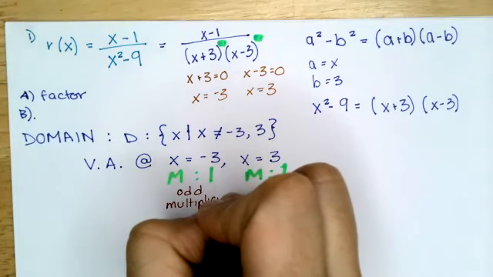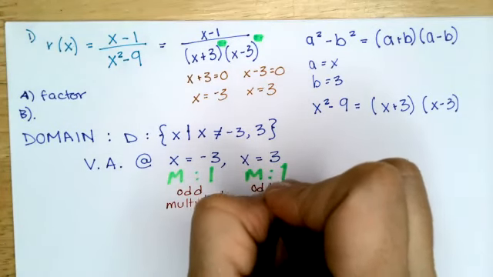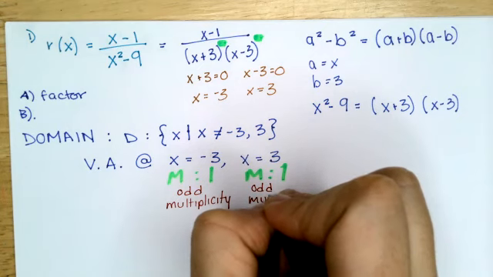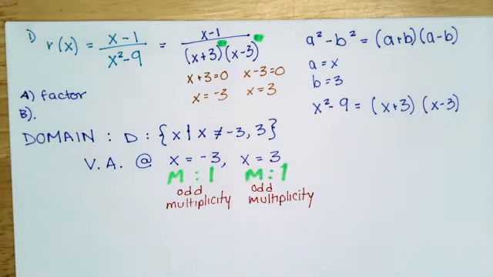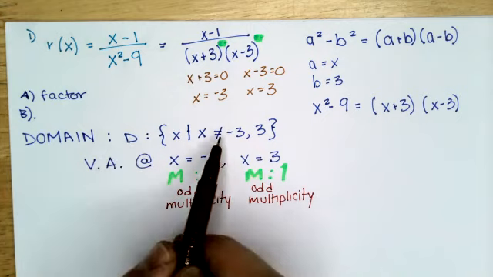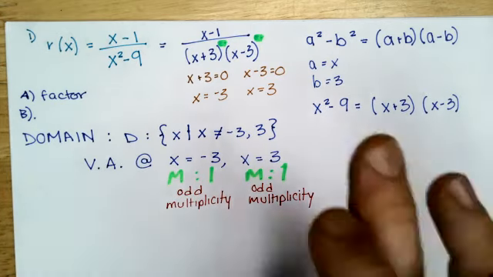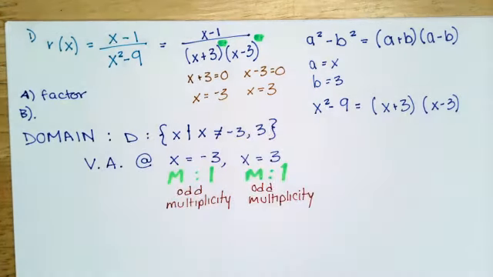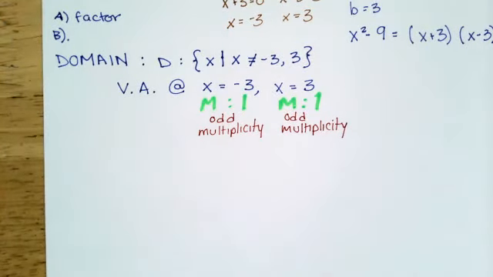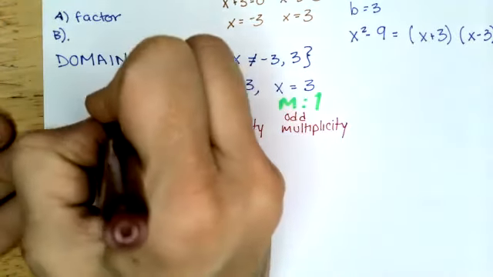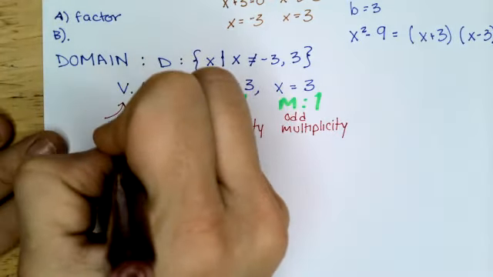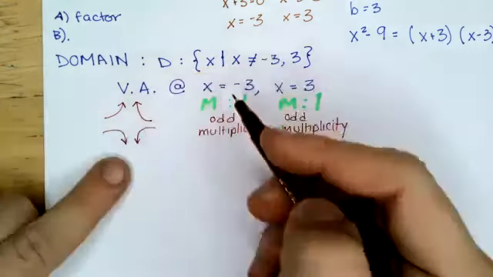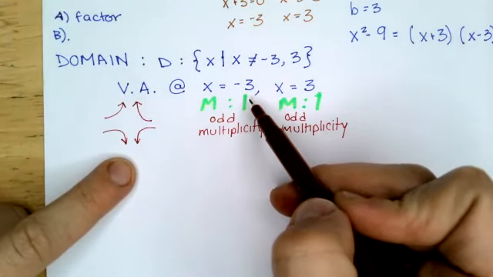Remember that an odd multiplicity or an even multiplicity determines what direction it's going to go. So it's omitted from the domain. The graph cannot exist at x equals negative 3 or at x equals 3. An odd multiplicity means we're going to have a vertical asymptote. A vertical asymptote means the graph approaches negative 3, but never touches it, okay?